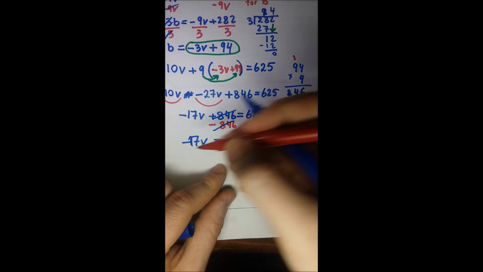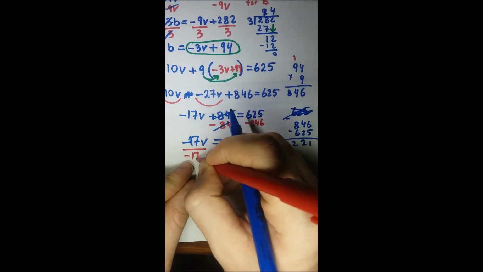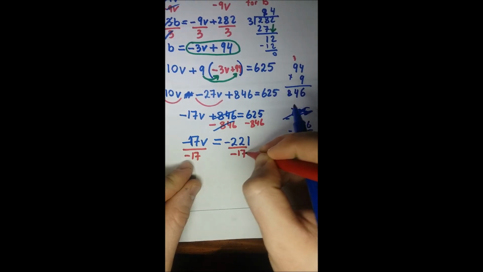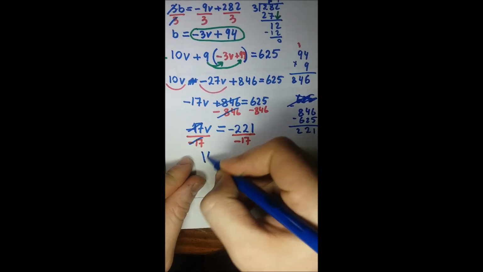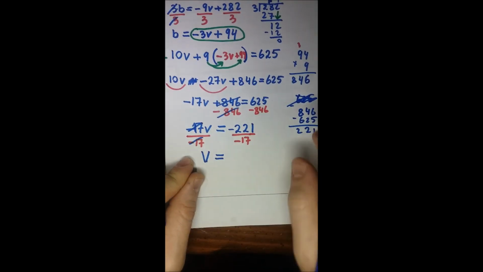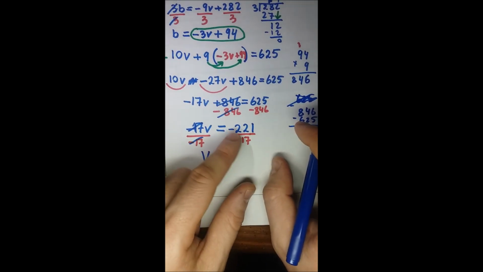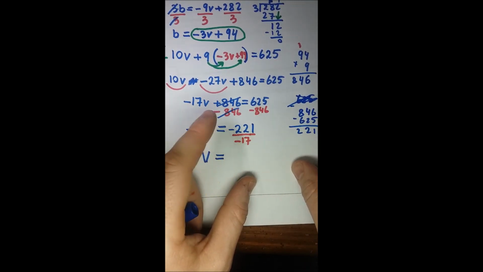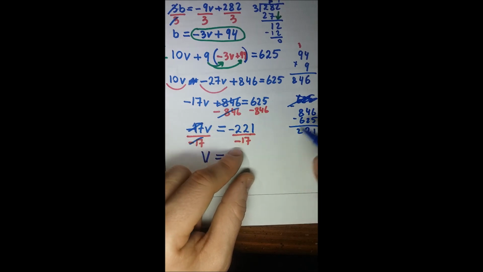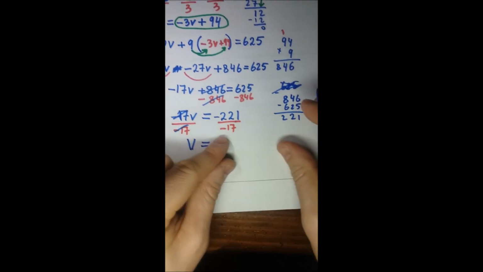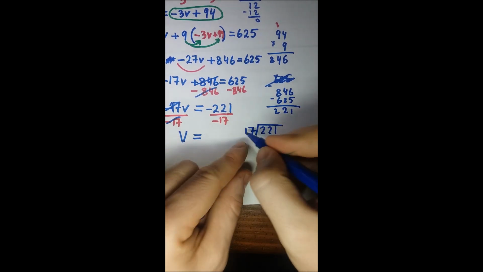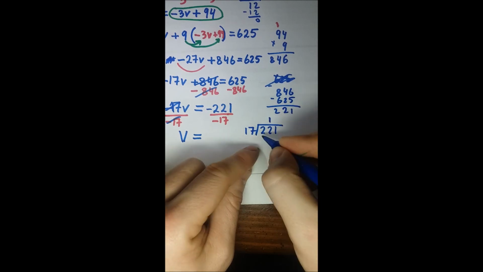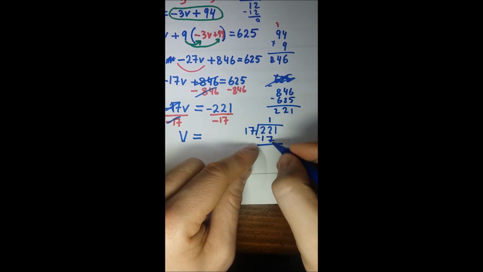Last step, divide both sides by negative 17. Okay? These two are gone, so we're going to find out how many people will be in one van. So V equals, and now when we divide, we are going to find out what V is. Okay? So check this out. 221 divided by 17. How many times can 17 fit into 22? One time. Minus 17. The answer here is 22 minus 17 is 5.